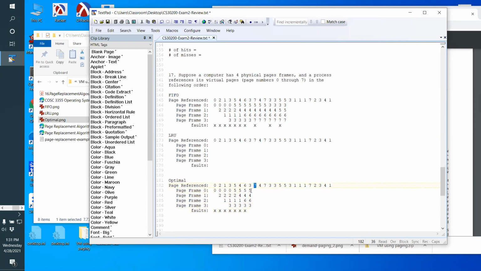Now we need to access 7. 7 is not in memory. Somebody's got to get kicked out. 5 is going to get used there. 4 is going to get used sooner. So 5 is a better candidate. 6 is going to get used never. So 6 is going to get booted out because 6 is never used again. So we should kick out 6. So keep 5, keep 4, keep 3, and boot out 6 and replace it with 7.